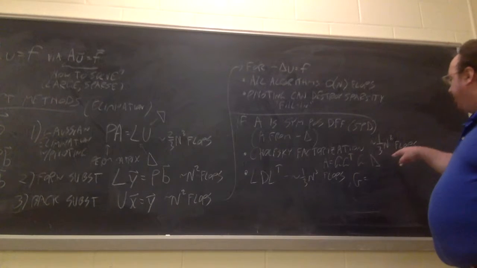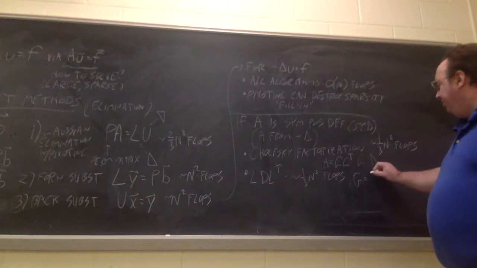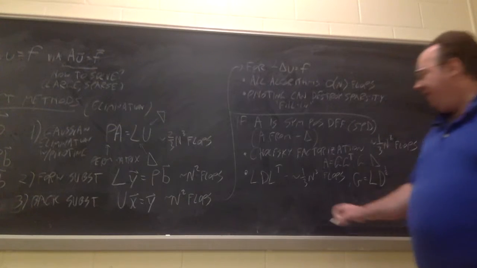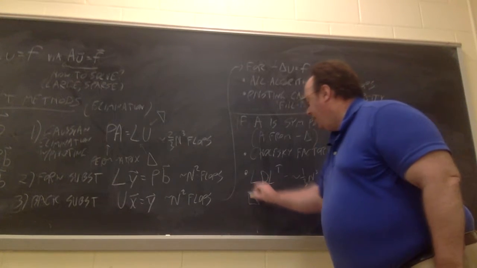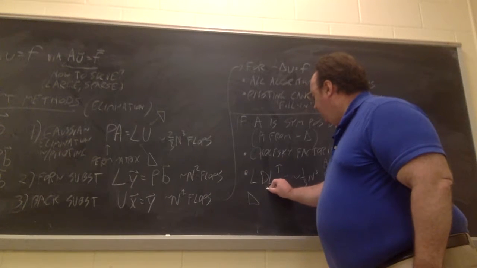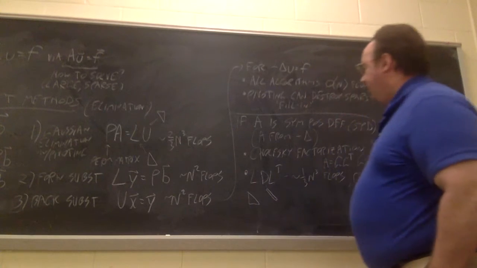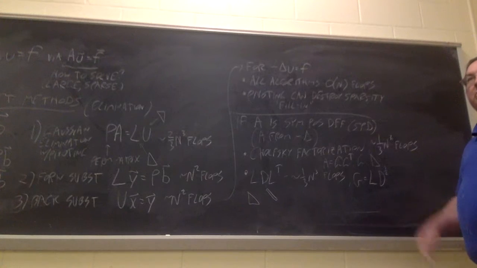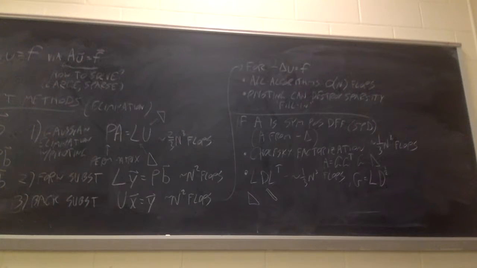In fact, what you could say is G from Cholesky factorization is equal to L times D to the 1/2. Now L is a lower triangular matrix, just like the L in LU factorization, Gauss elimination, whereas D is a diagonal matrix. So positive entries in the diagonal, 0 everywhere else. So it's very easy to take a square root. You just take a square root of the diagonal entries. So the two are very closely related.